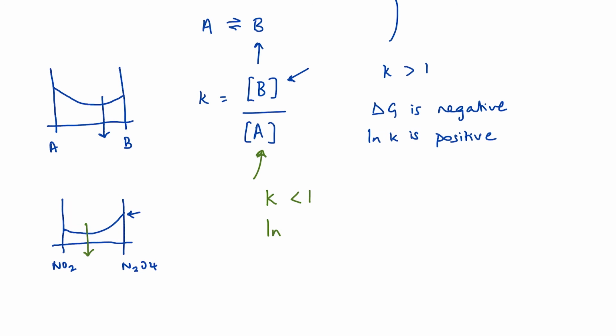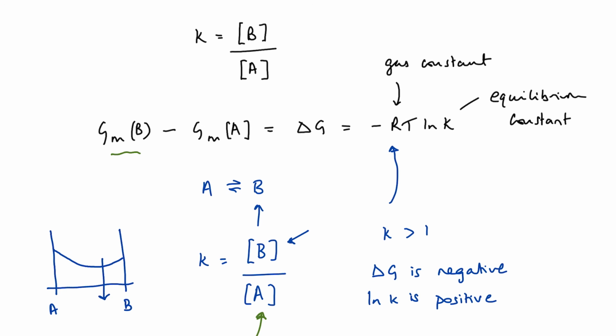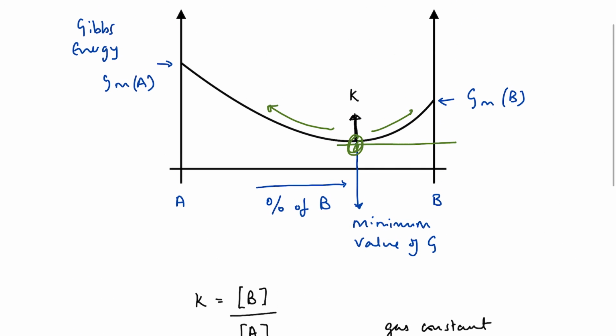If you have ln of a fraction, our ln K is going to be negative, and delta G is positive. And it's positive, of course, because we have got our molar Gibbs energy of B being greater than A. If we go back to our equation, if B is greater than A, then one take away the other gives a positive value.